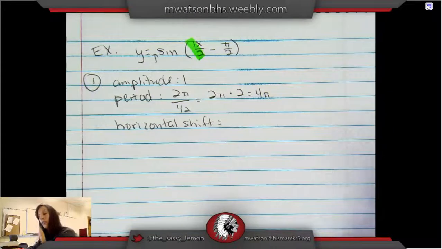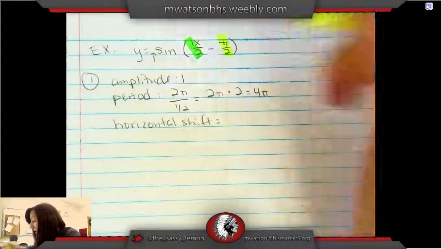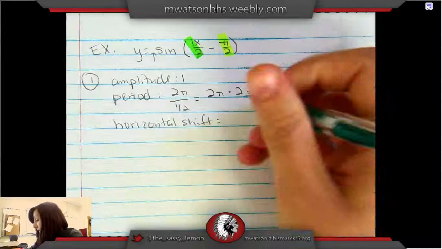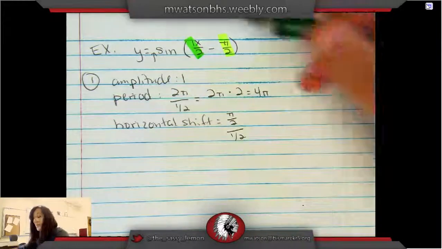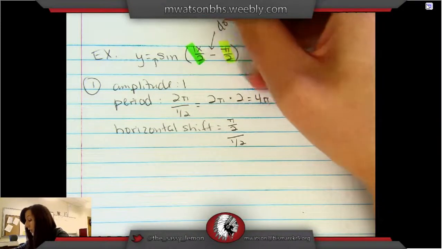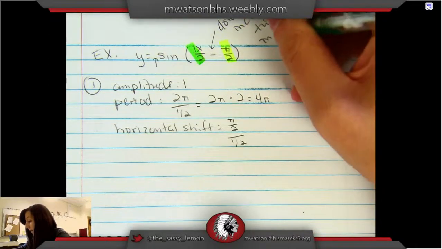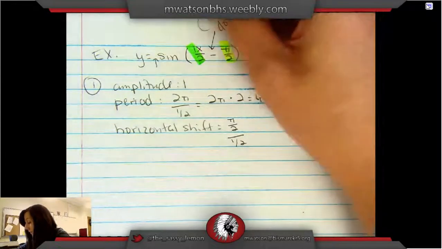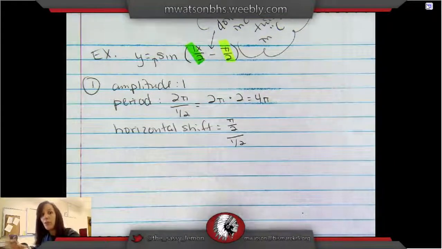All right, and to calculate our horizontal shift, it says in my notes we do C divided by B. So here's my C. So we're going to do pi over 2 divided by 1/2. Notice I did not include the minus sign. Don't include this in C. It's kind of like when we learned in Algebra 2 last year, P and Q. You don't include the minus sign, okay?